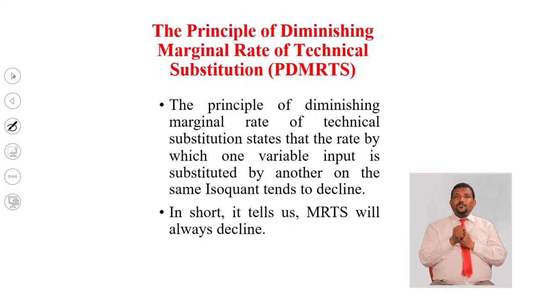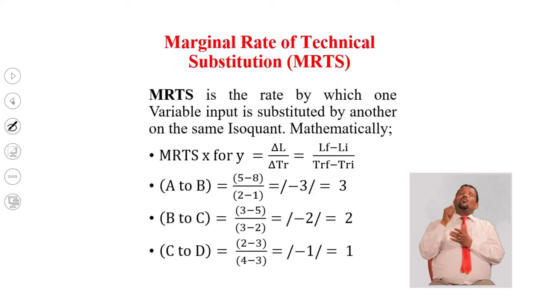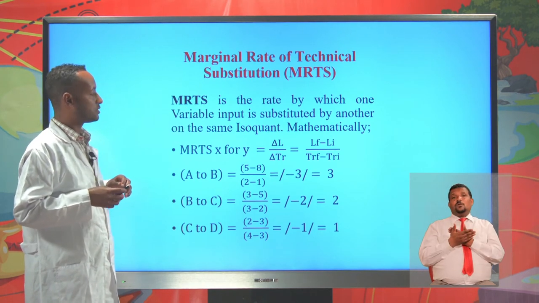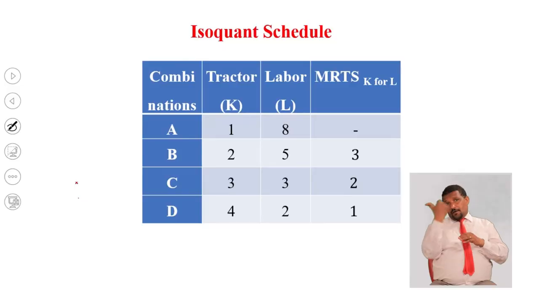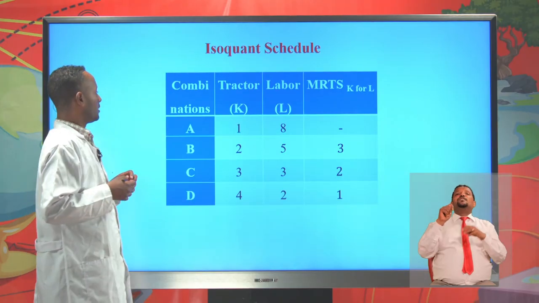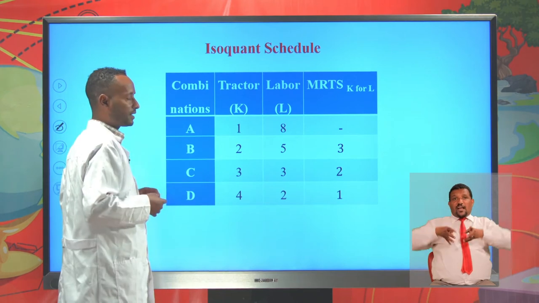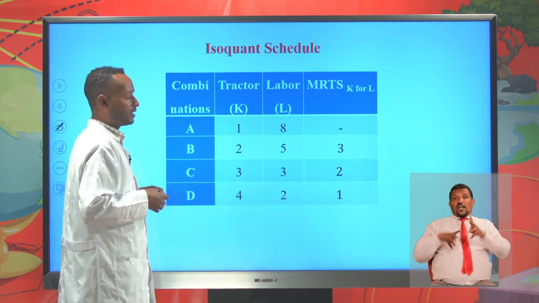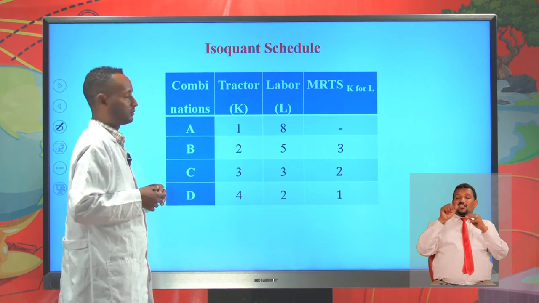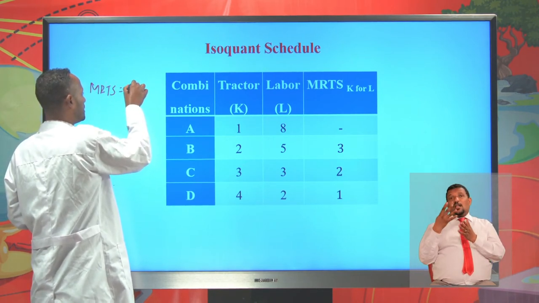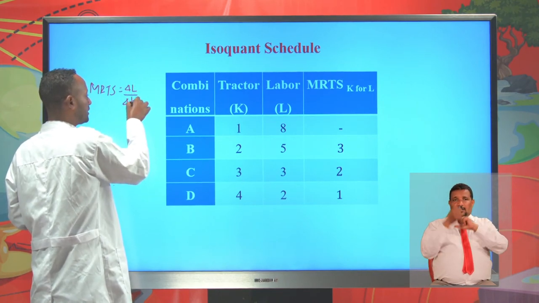Now let's see the marginal rate of technical substitution. In the model that we built to show you the isoquants, the marginal rate of technical substitution is the rate by which one variable input is substituted for another on the same isoquant. Now, let's see it using the following model. If the output that we get from combination of one tractor and eight labor is equal to that of two tractor and five labor, then the marginal rate of technical substitution is 3. The MRTS of capital for labor is calculated by dividing change in the variable input labor by the change in the variable input capital, which is gained.